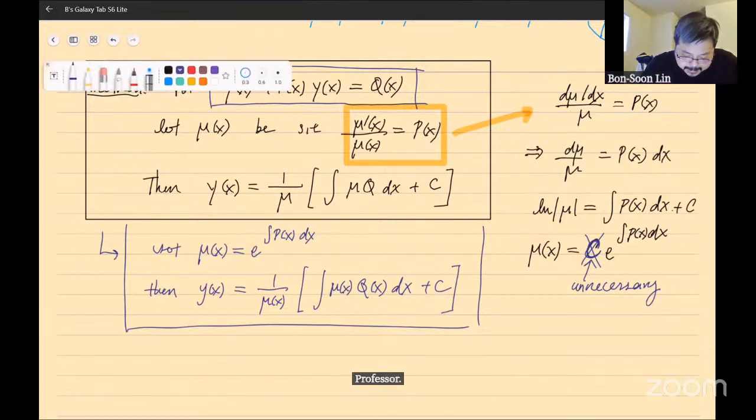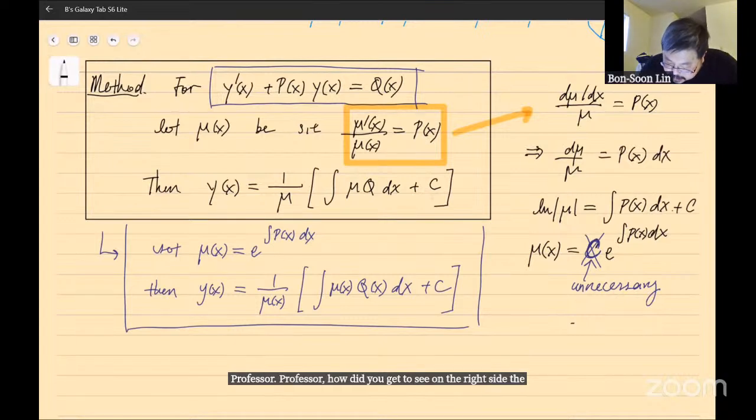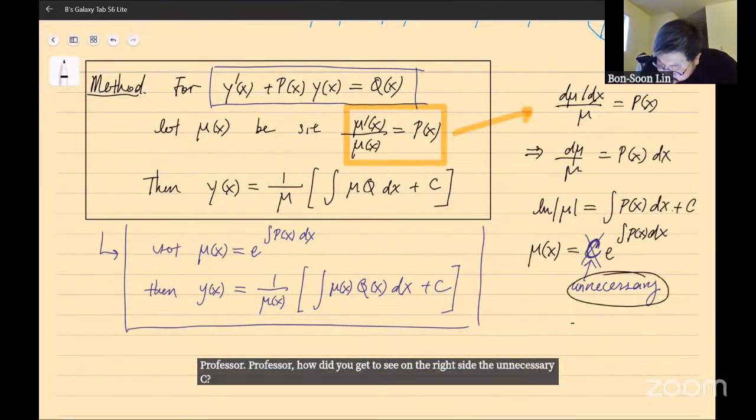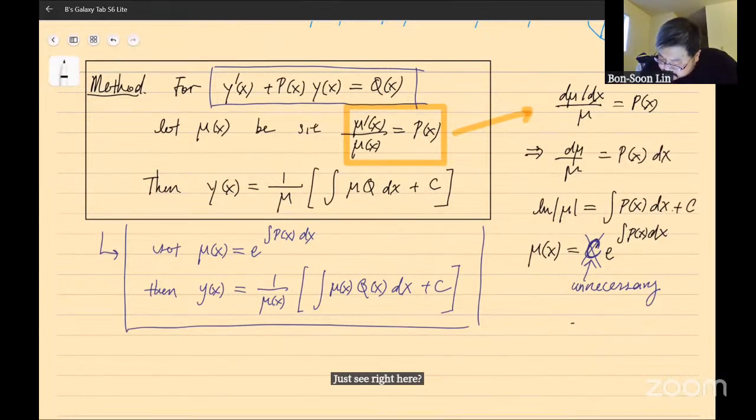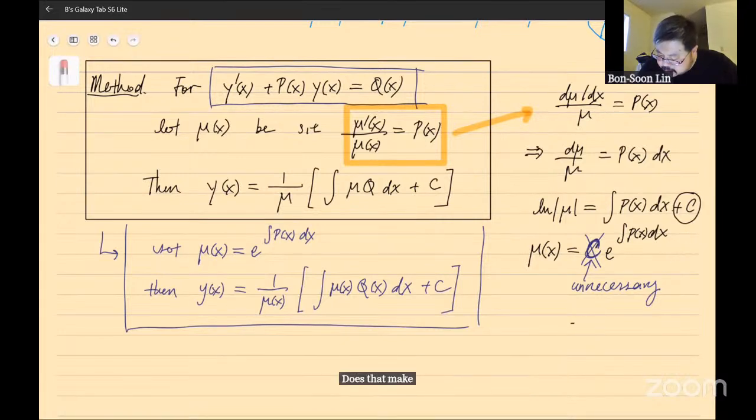Professor, how did you get the C on the right side, the unnecessary C? The C right here? Because here there's a constant C right here, right? And when I exponentiate both sides, it's going to give you e to the C here, and that's a constant. Does that make sense? That's what the C is.